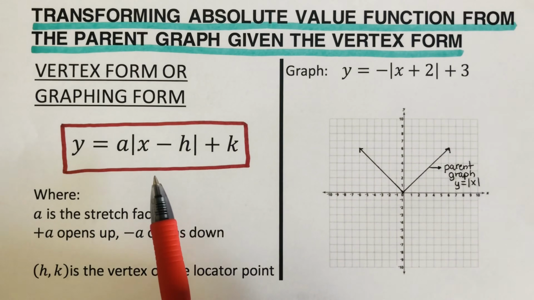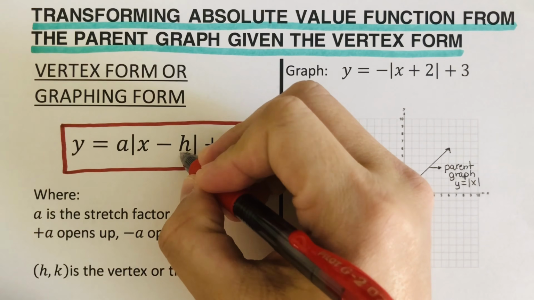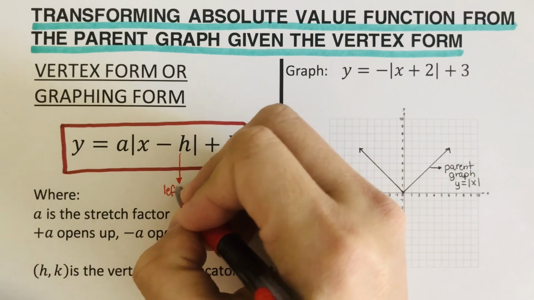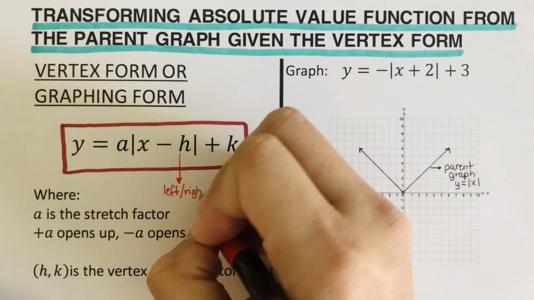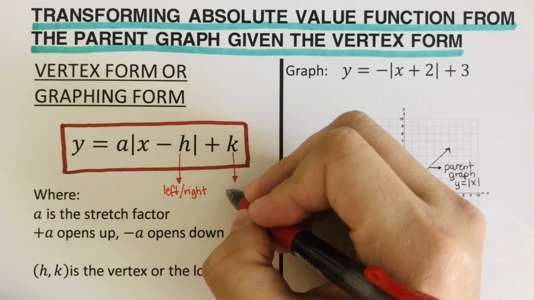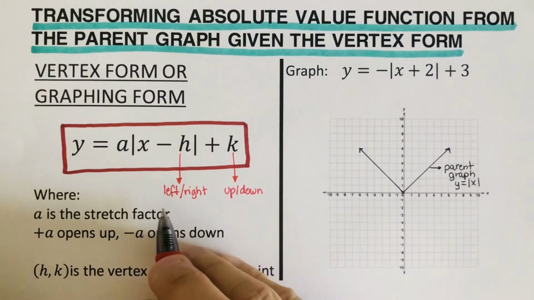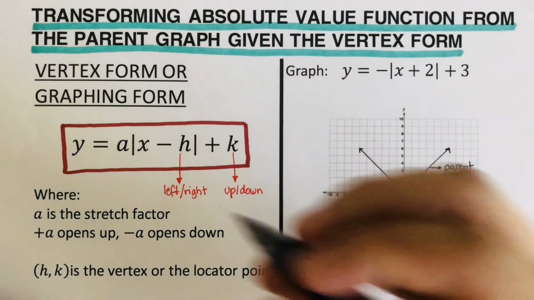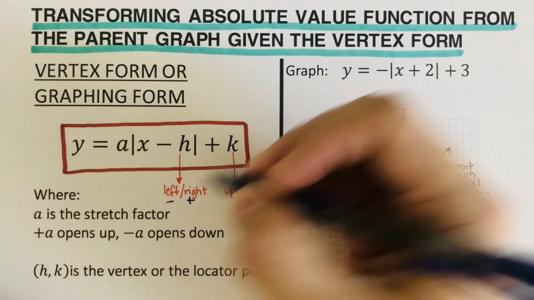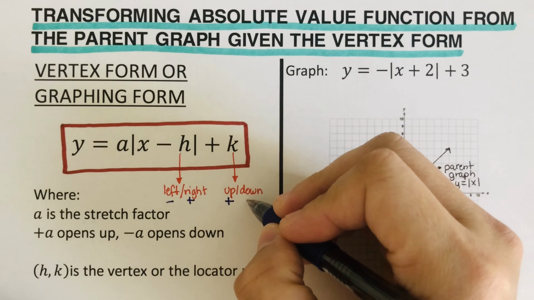So we're going to be using the concept of h and k. We remember that the h tells us where to move the graph left or right, and the k is the variable that will tell us where to move the graph up or down. So if the h is negative, it's left. If h is positive, it's going to go to the right. If k is positive, it's going to go up. If k is negative, it's going to go down.